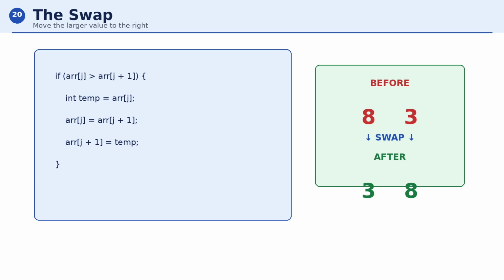We do temp equal to array of j. Now temp contains 5. Then array of j equal to array of j plus 1. So array of j becomes 2. Finally, array of j plus 1 equal to temp. Now array of j plus 1 becomes 5. The two elements have successfully swapped. This temporary variable is a very common technique when swapping two values.